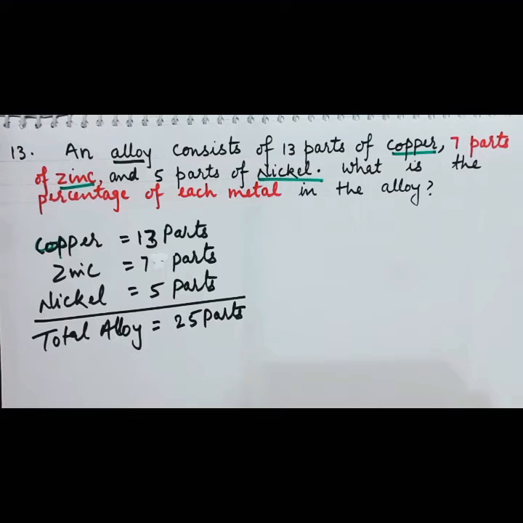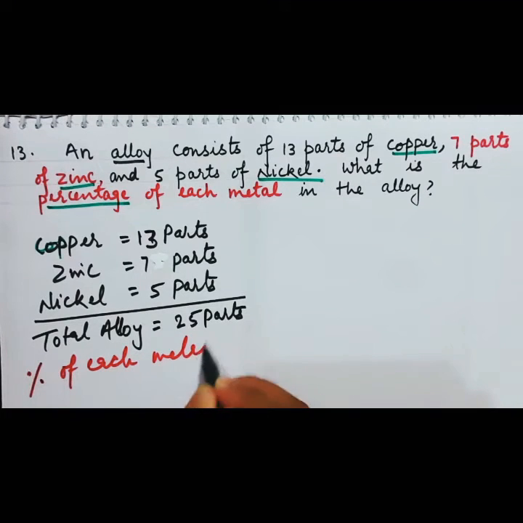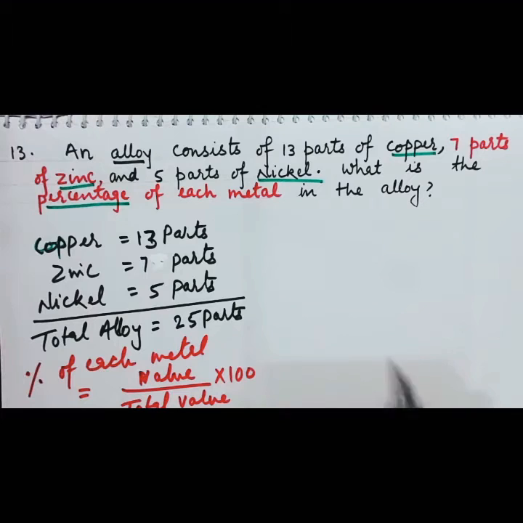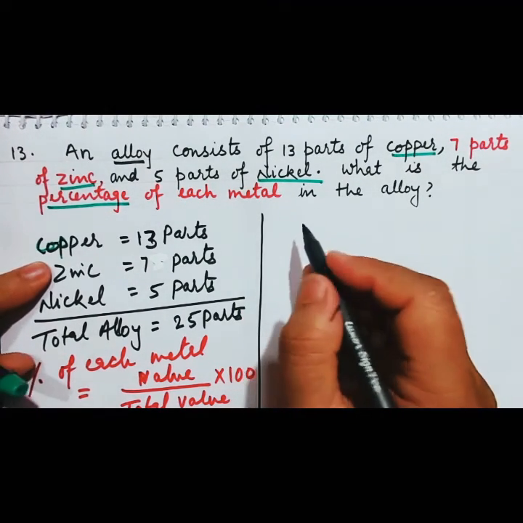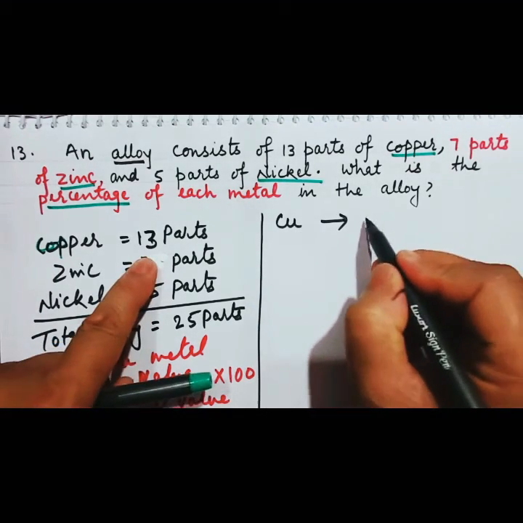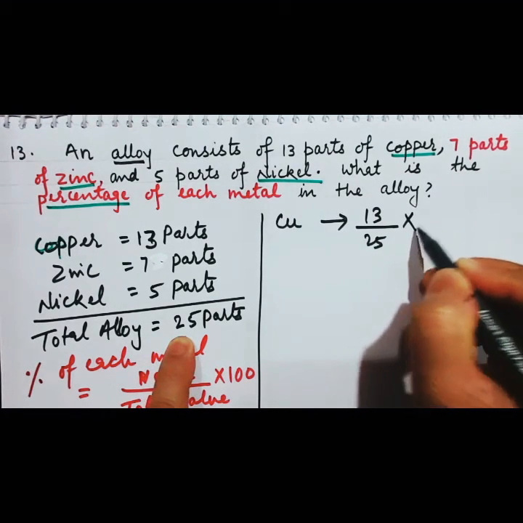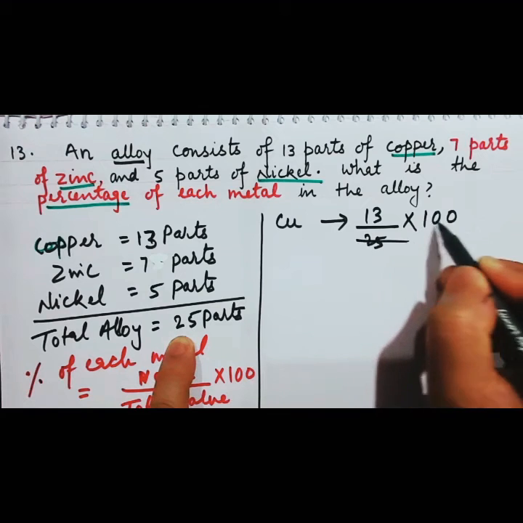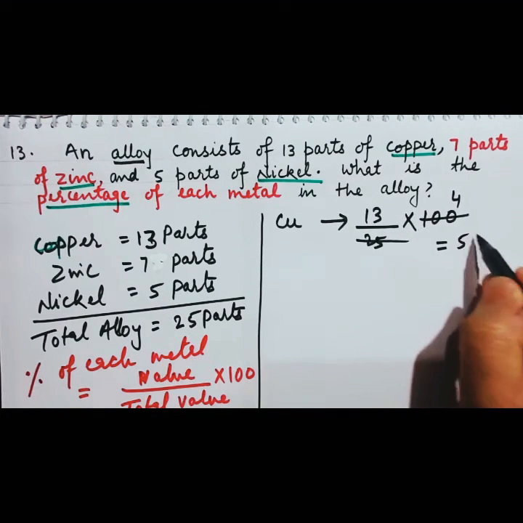What are they asking? They are asking the percentage of each metal. So the percentage of each metal will be equal to the value of each metal by total value, multiplied by 100. Clear? So let us find out the percentage of each metal. When you find the percentage of copper, copper was 13 out of 25. Since you are finding in percentage, you need to multiply by 100, so 25 4 times, which is equal to 52%.